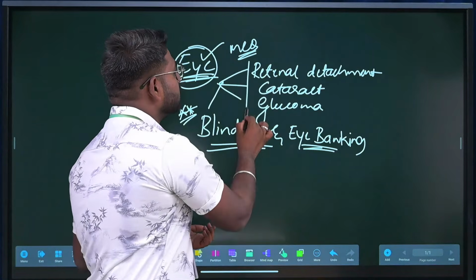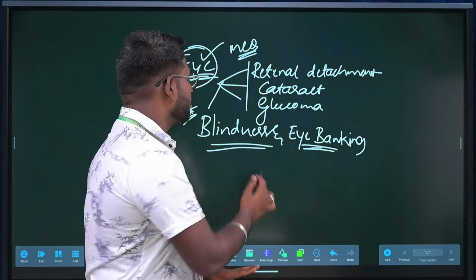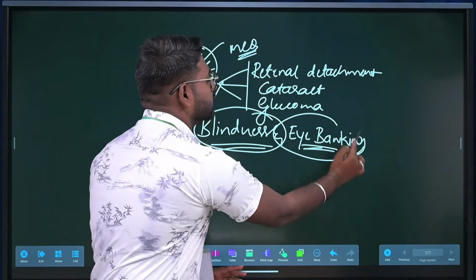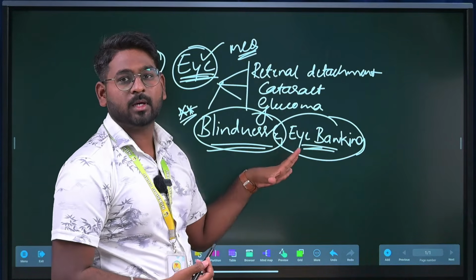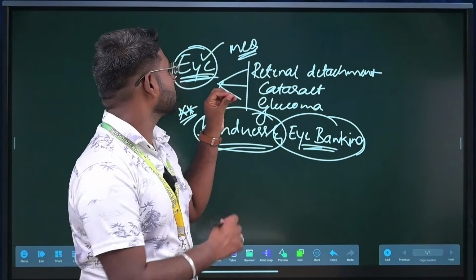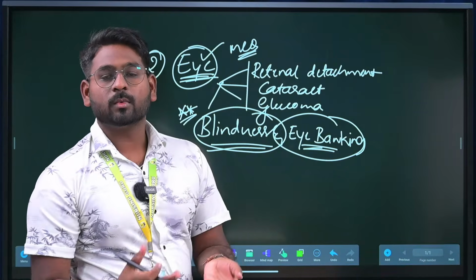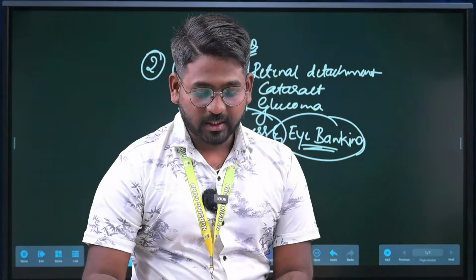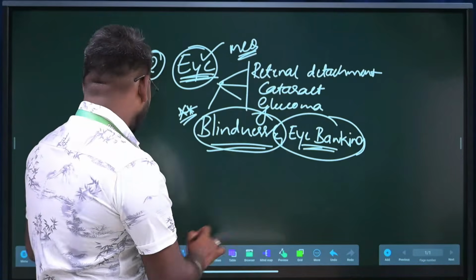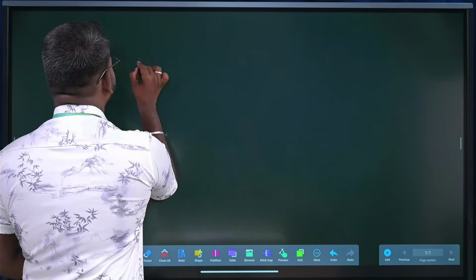So in this unit, these 3 are very important, including blindness and eye banking. Whatever you study in this unit, these are the major topics you need to cover for your tomorrow's examination, okay. So next we will move on to the next unit, that is the third unit.